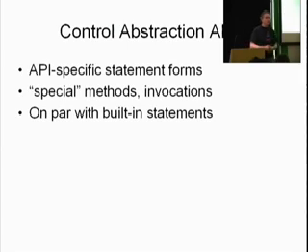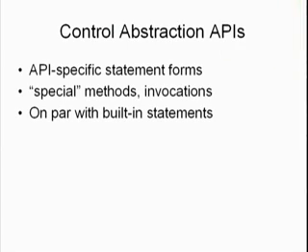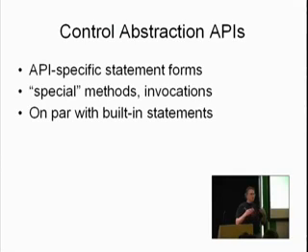I also mentioned that one of the primary goals is to enable control abstraction APIs. A control abstraction API is a new kind of statement form that is added to the language, but you add it to the language by writing a function. So the idea is it will be possible to write a method that acts like a new statement form. They are ordinary methods, except they may happen to take a closure as one of the arguments. And the idea is you can start using methods to extend the language.